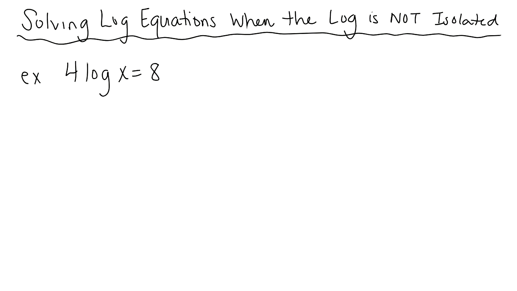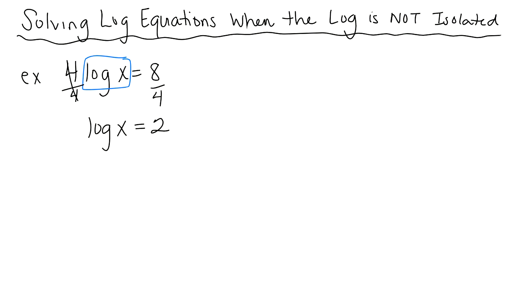Okay, so typically what we do in a log equation is we take that log and we change it into exponential form. But to do that, the log has to be isolated first. So in this case, this part right here is the part that needs to be isolated. So what we would have to do first in this problem is divide both sides by 4 to get rid of that 4 out front. So those are going to cancel. And then you're going to have log x equals 2.